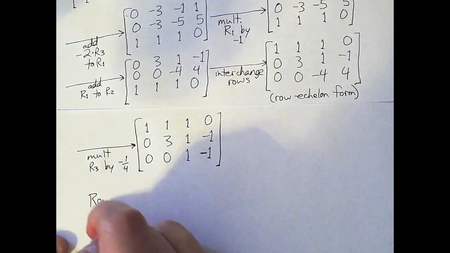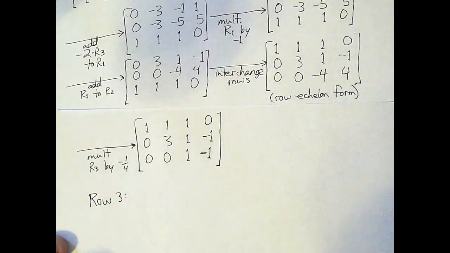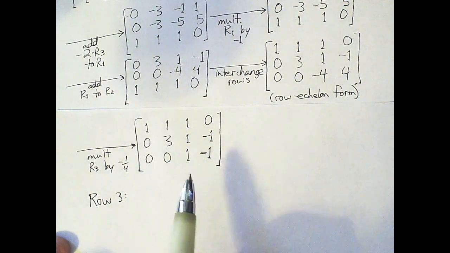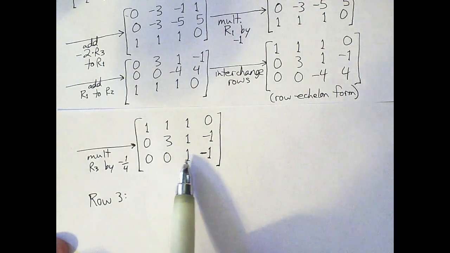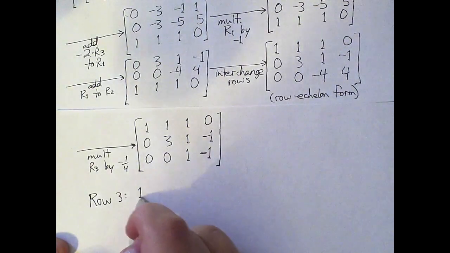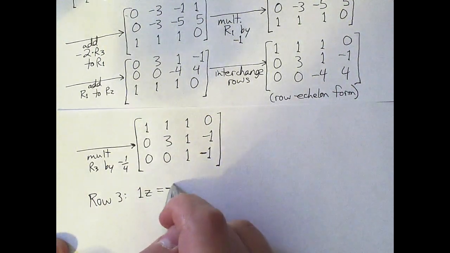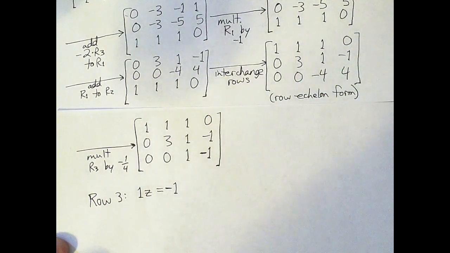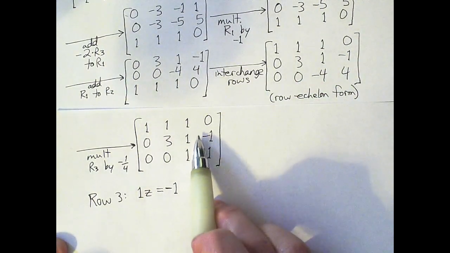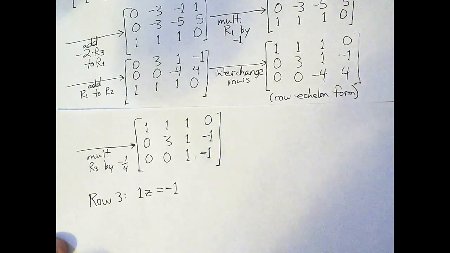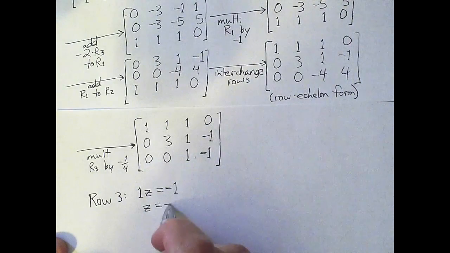So what does row 3 tell us? Notice I'm calling it row 3. I'm not calling it equation 3. But as an equation, what would this say? It says 0x plus 0y plus 1z equals -1. Remember, the last column represents the right-hand side. So you could imagine an equal sign being here. So there is an equal sign. So yes, z is -1.